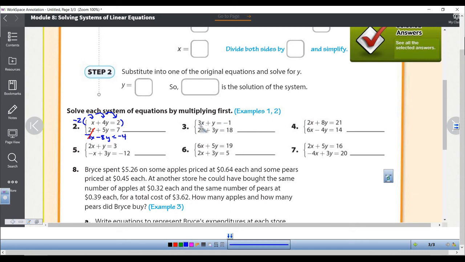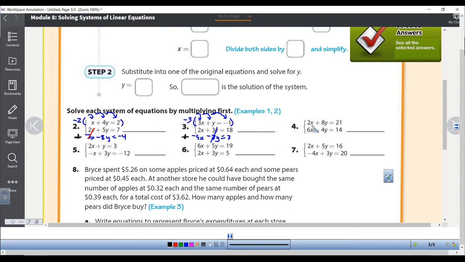All right, so again, right here, I'm looking to create a pair of opposites. Well, 2 and 3 are not multiples of each other, but 3 is a multiple of 1. So what would I multiply this top equation by to get the opposite of 3? That's right, I would multiply by -3. So that would give me -9x minus 3y equals +3. What do I have right here? A pair of opposites. By the way, when we're creating opposites, we add.